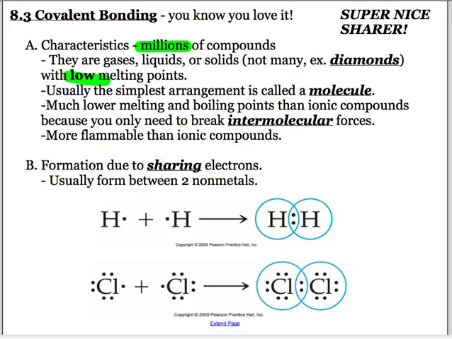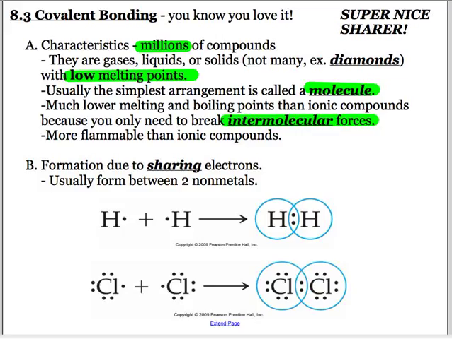They have low melting points. They do not form crystals. What they form are molecules. And again, they have much weaker bonds because they don't have that real extreme difference of pluses and minuses. So they have much lower attractions, and their lower melting points and boiling points are because you're only breaking intermolecular forces, which we'll get to later. However, because they're easier to do that, they are typically more flammable than ionic compounds.